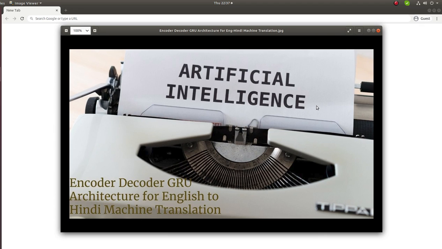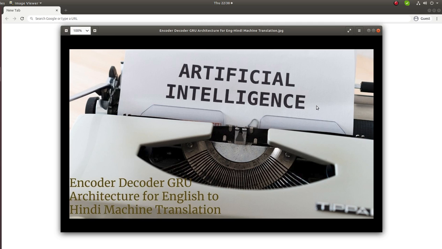This particular video is about Encoder Decoder GRU Architecture for English to Hindi machine translation. The core idea behind this video is to help you understand what really is the encoder decoder architecture, why I have used the GRU or LSTM or RNN for machine translation, why not CNN. Then we will move on to how the GRU will operate.